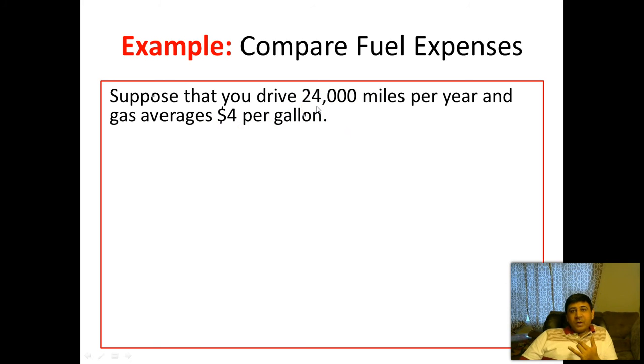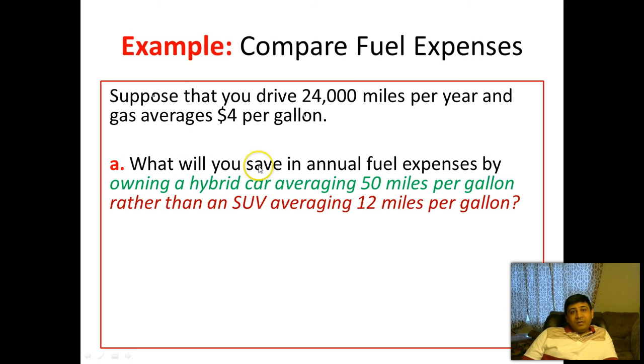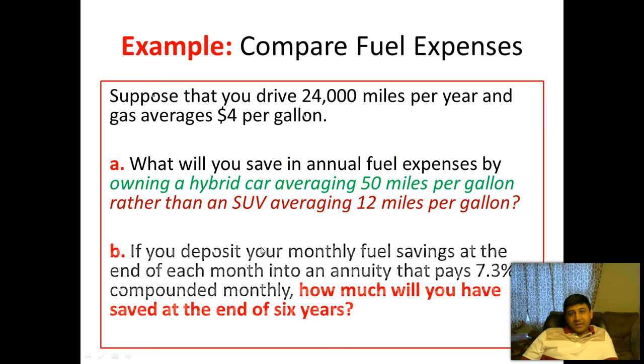We drive 24,000 miles per year, and the gas price is $4 per gallon. What will you save in annual fuel expenses if you own a hybrid, which gives you 50 miles per gallon, and compare it with if you own an SUV, which gives you 12 miles a gallon? How much money will you save in annual fuel expenses? That's our first part.